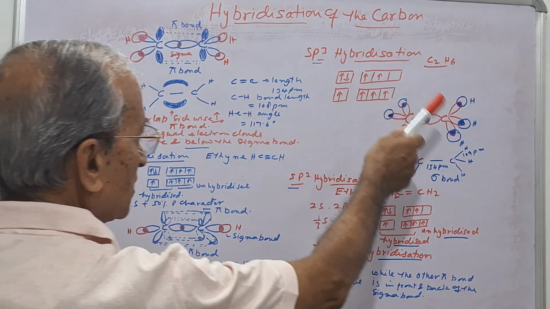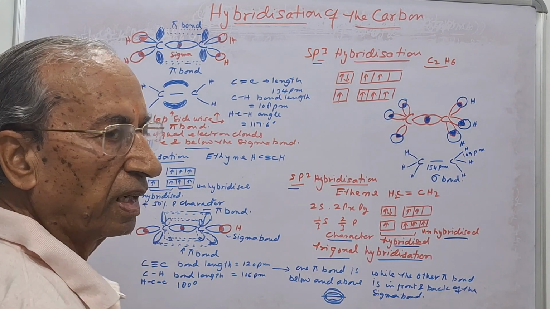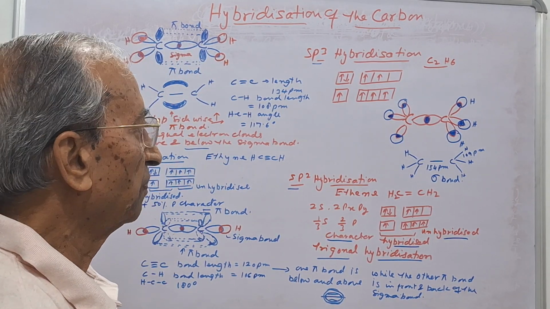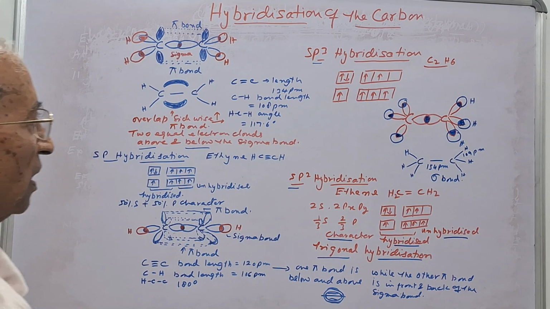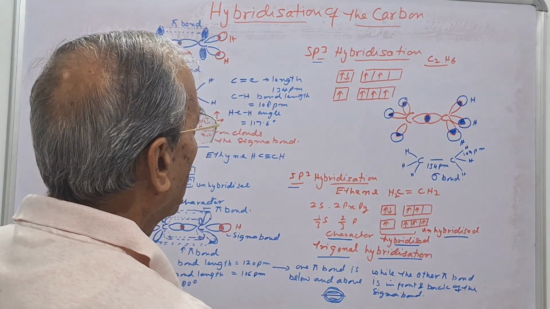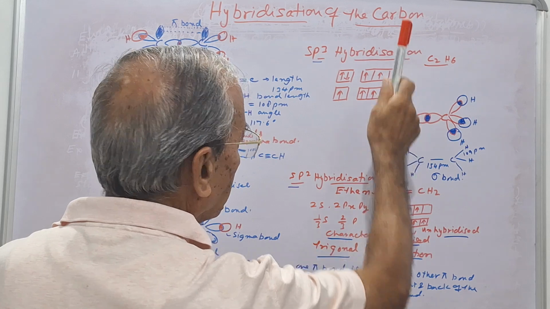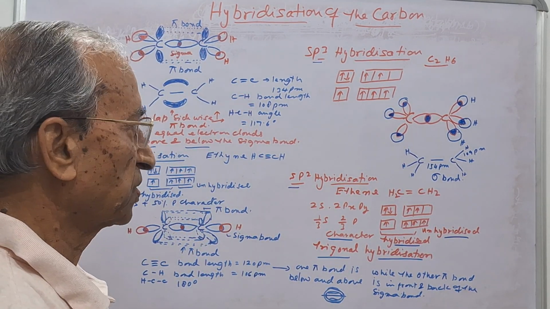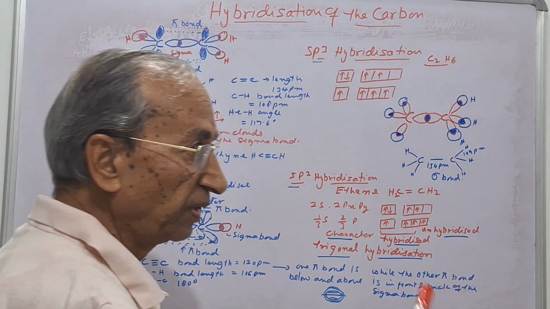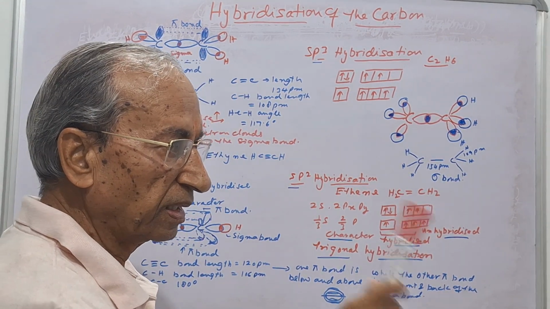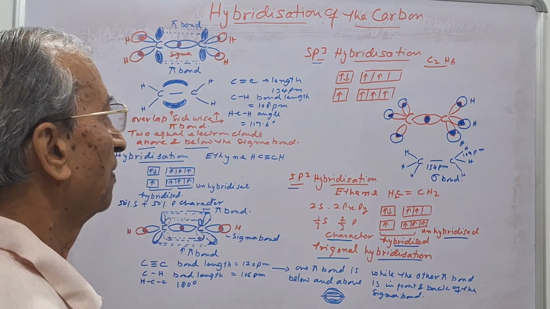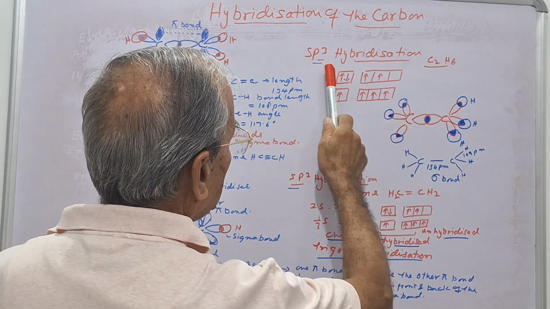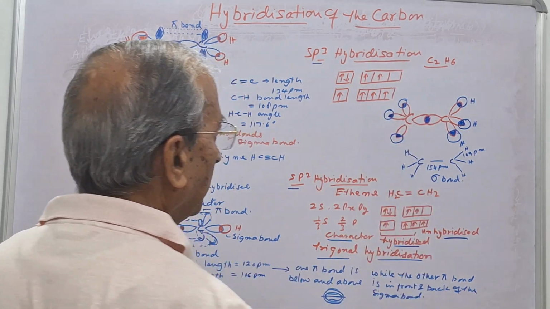In sp3 hybridization, in my last video, I explained taking the example of methane, that is CH4. Today, I will explain how the hybridization of the carbon takes place in saturated and unsaturated hydrocarbons, that is how we can define the double bond and the triple bond. First, I will take the example of ethane, that is sp3 hybridization.